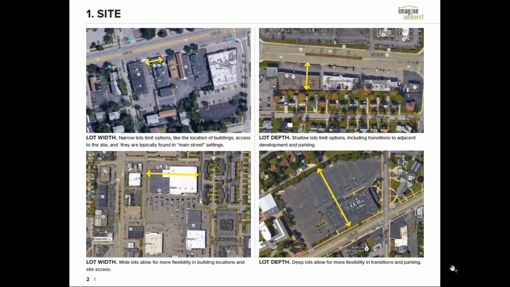One of the first things that's important about any given center is the site itself. The site that a center is located on is made up of a number of components, and first and foremost is lot width and depth. Narrower lots, as shown in the upper left-hand corner here, limit the options for the location of the building, the same way that a shallow lot without much depth also limits the options for where buildings and parking may be located. Where you have wider lots and deeper lots, as seen in the lower pictures, you have much more flexibility with regard to how siting of the building and parking will occur.